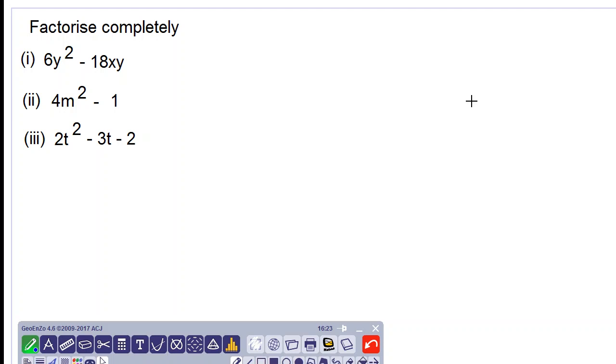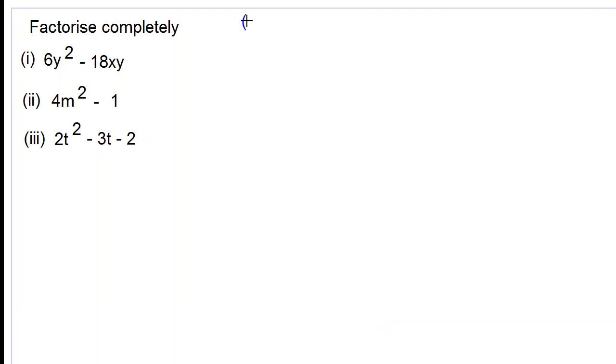Hello, let's factorize these expressions completely, starting with number 1. 6y squared subtract 18xy. Let's find the HCF of these two terms, 6y squared and 18xy.